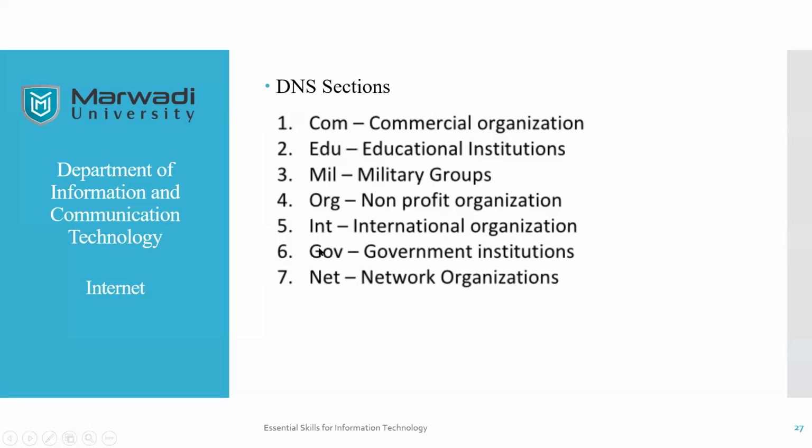Yes, there are some sections of DNS. Suppose if COM comes in your website, that means that website belongs to a commercial organization. Examples of com are Flipkart, Amazon.com. Com stands for commercial organization. Second one is EDU. EDU stands for educational institute. You have already seen it in your own website.